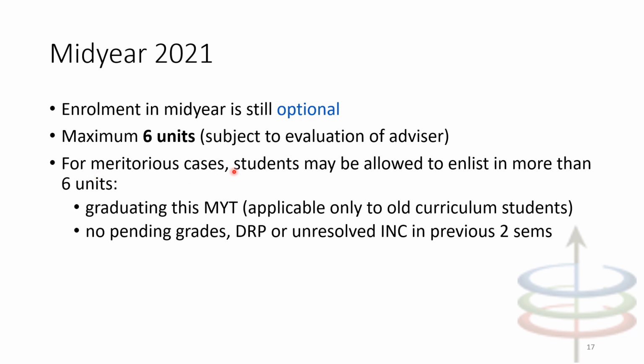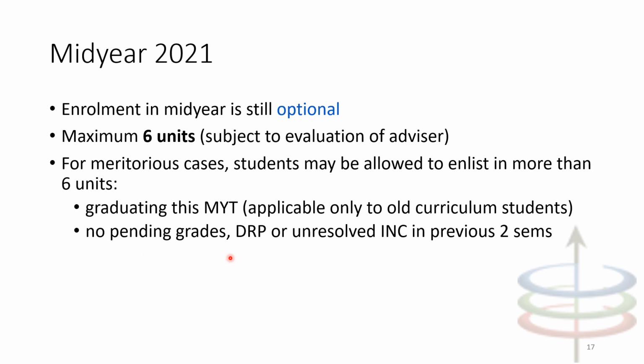For meritorious cases, students may also be allowed to enlist more than 6 units. For example, those who are graduating this mid-year term, of course, for now, that would just be the old curriculum students. They may discuss it with their advisor and apply for overload.